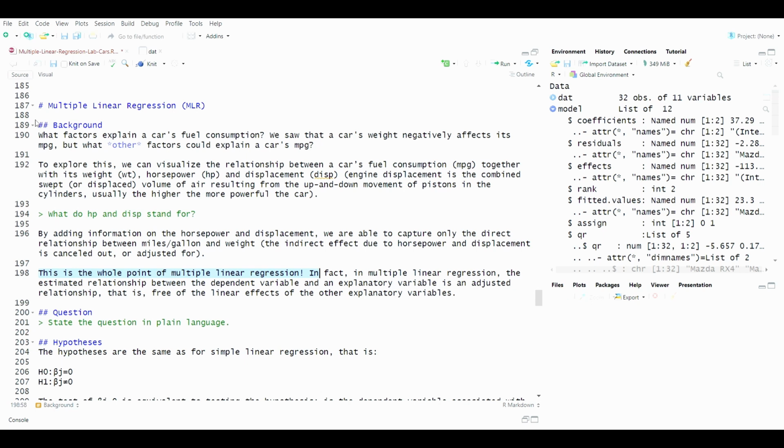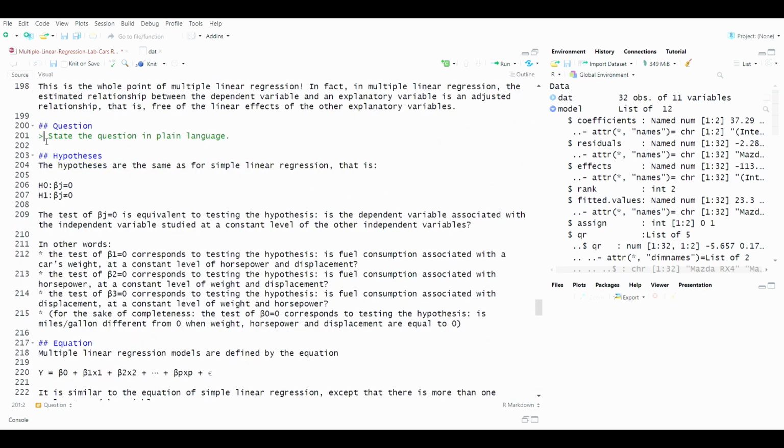In fact, in multiple linear regression, the estimated relationship between the dependent variable and an explanatory variable is an adjusted relationship, that is, free of the linear effects of the other explanatory variables. This allows us to take those lurking variables and account for them.